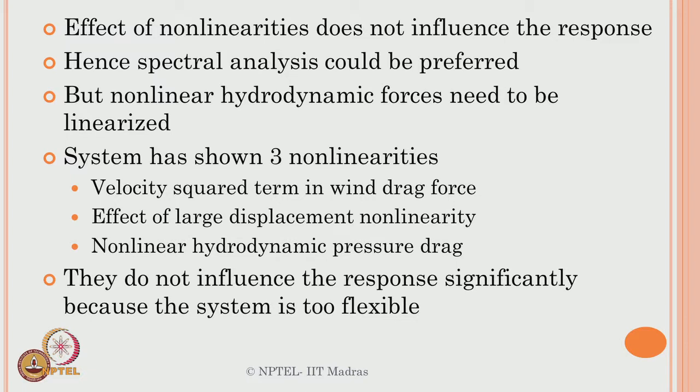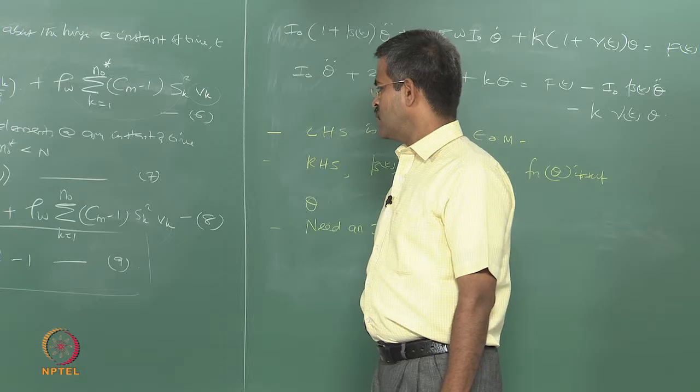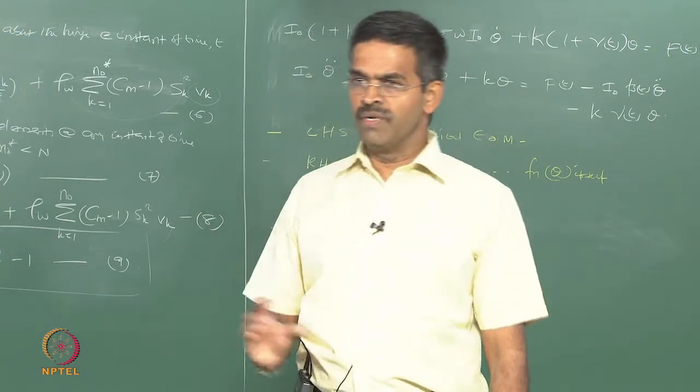The system has shown three nonlinearities. One is the velocity squared term in the wind drag force, the other is the large displacement nonlinearity, the third one is of course the nonlinearity in the drag term itself in the hydrodynamics part. They do not influence the response significantly, because the system remains too flexible to report these kinds of differences. So, that is what the results and conclusion we have in terms of instantaneous position effect of the platform and the nonlinearity present in the hydrodynamic term as well as in the wind term also.